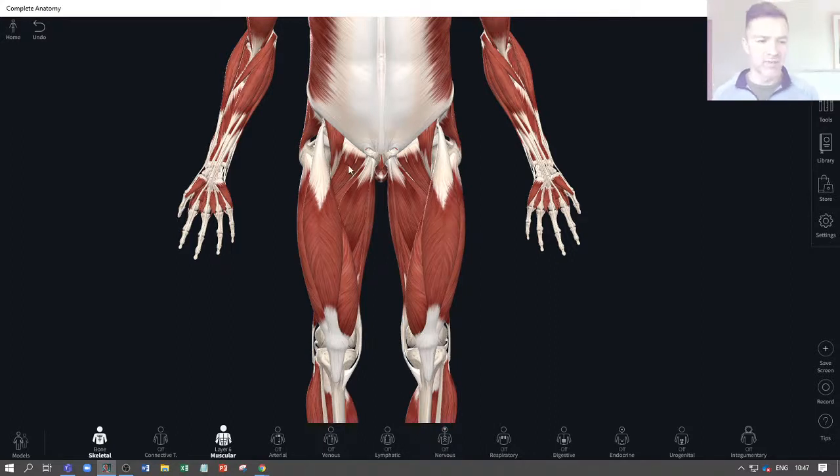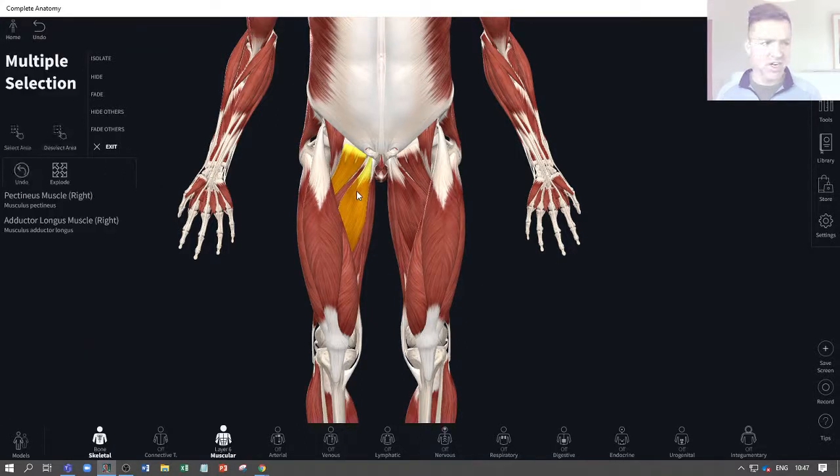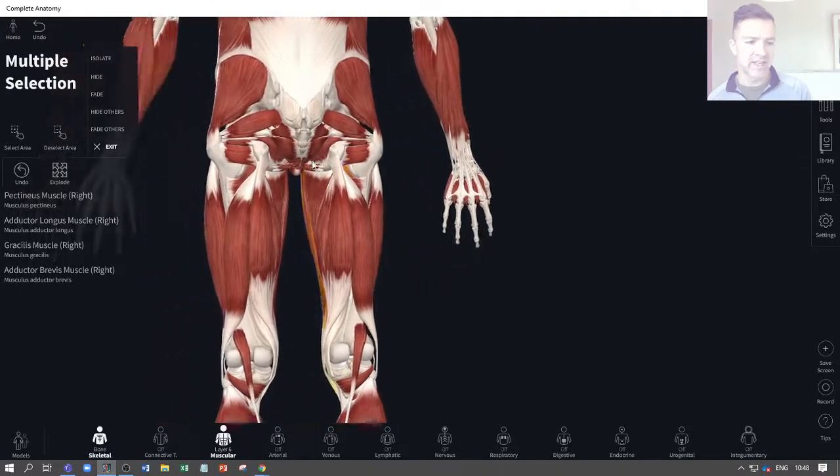So we have a couple of muscles here. We have the pectineus muscle. We have the adductor longus muscle. We have the gracilis muscle, and we have this fella here, the adductor brevis muscle. So those 4 muscles there are adductors that are visible from the anterior view. We can see those there, and there's one other big adductor muscle that I want to show you. We have to spin around the back here to get a look at it.